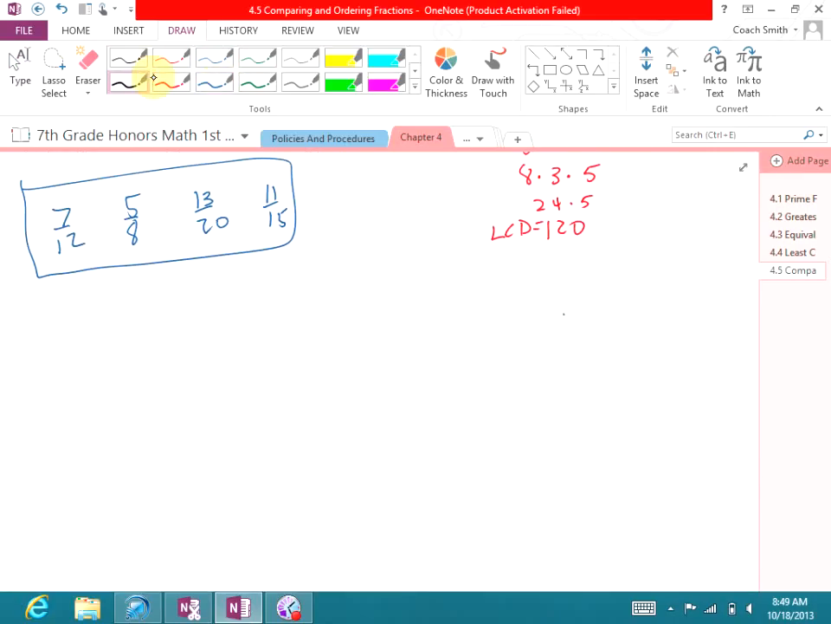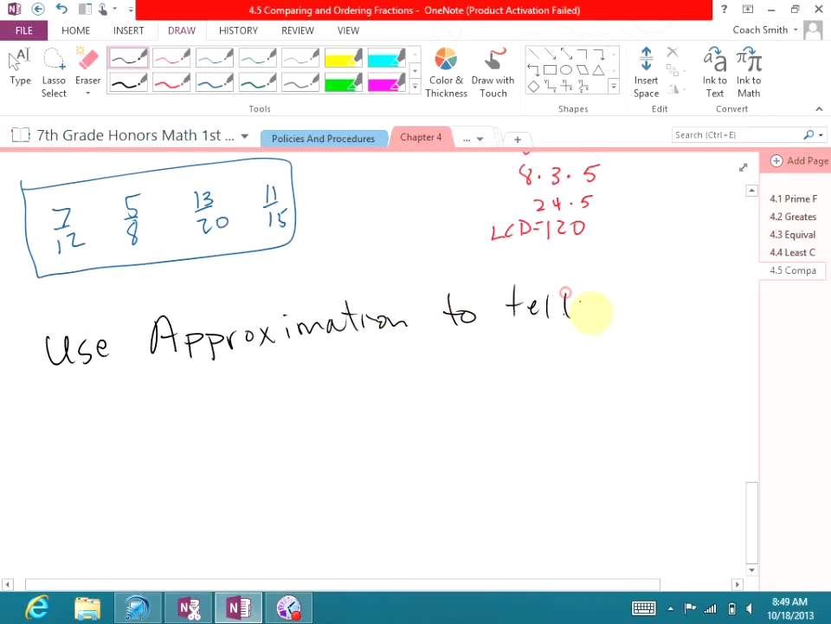Last thing. Use approximation to tell which fraction is greater.